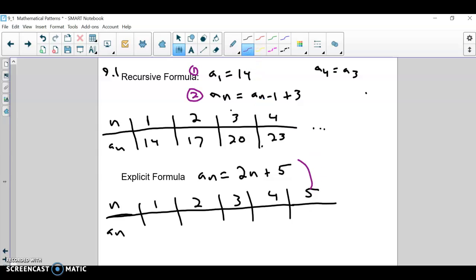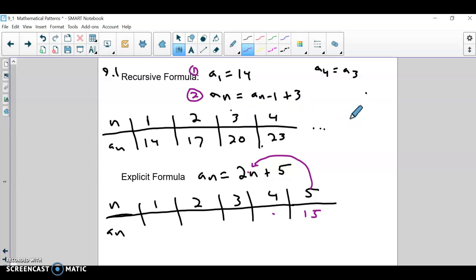So in an explicit formula, the power of it is I don't need to know the previous term. I don't need to know a sub 4 here. I can just put in 5 and do 2 times 5, which is 10, plus 5 is 15. So I can find this spot without having to know the previous one. And that's not true in the recursive case.